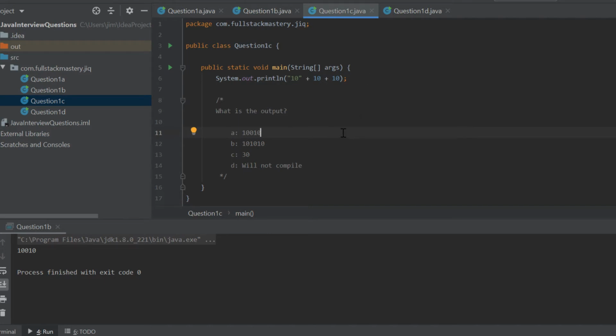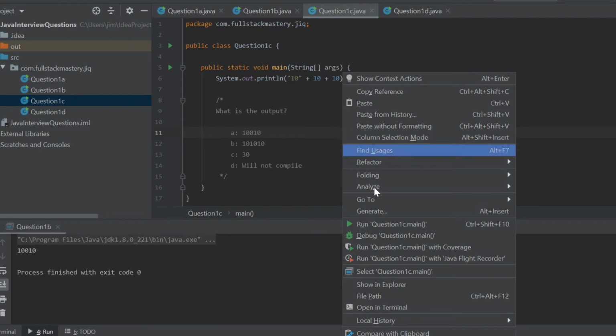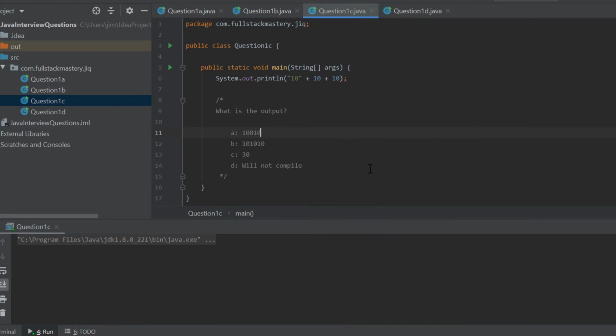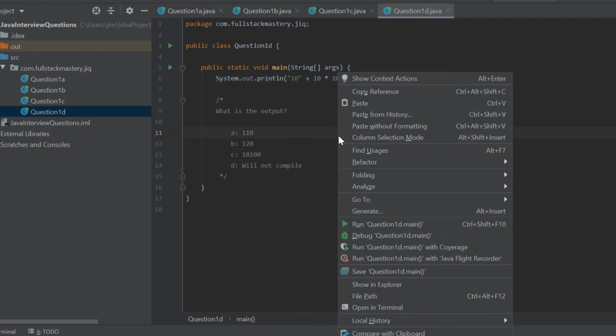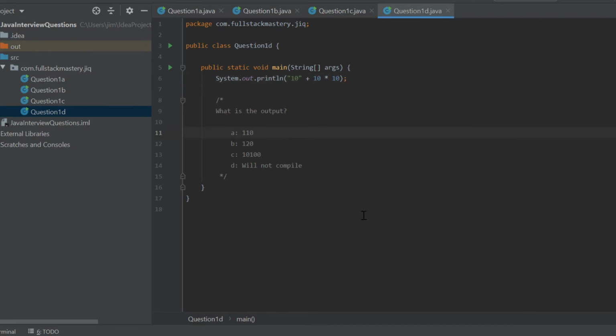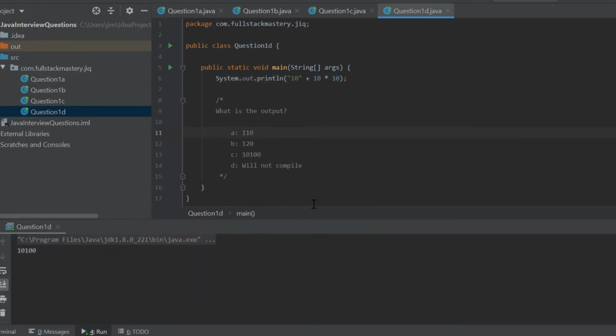That's good. Okay, so let's run this. And the answer is B. Okay, so let's move to the next question. So in this question, we just changed that plus to a multiply, right? So what is the output? Okay, so let's run this. And the answer is C.